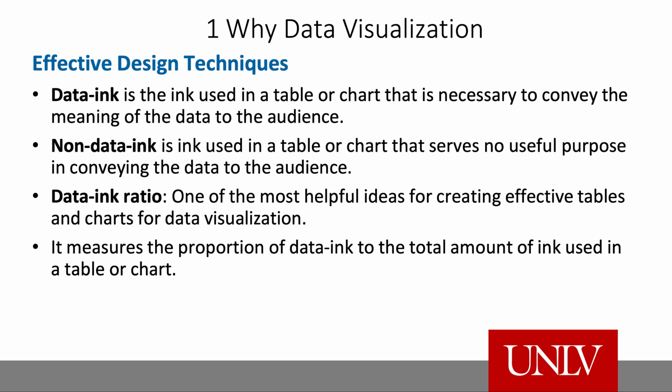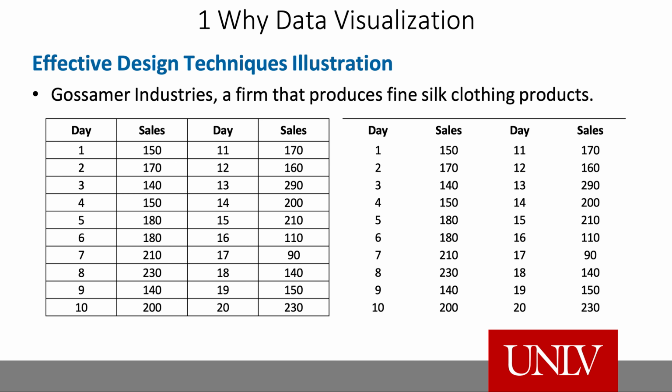For example, let's look at these two tables. On the left, we see a low data-ink ratio. There are grid lines and repeated labels that don't add meaning. These extras force the reader to spend more effort filtering out what really matters. On the right, we see a high data-ink ratio.